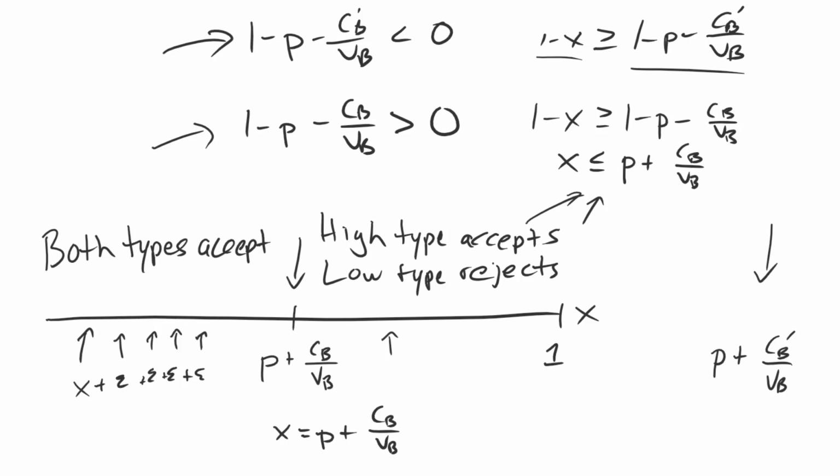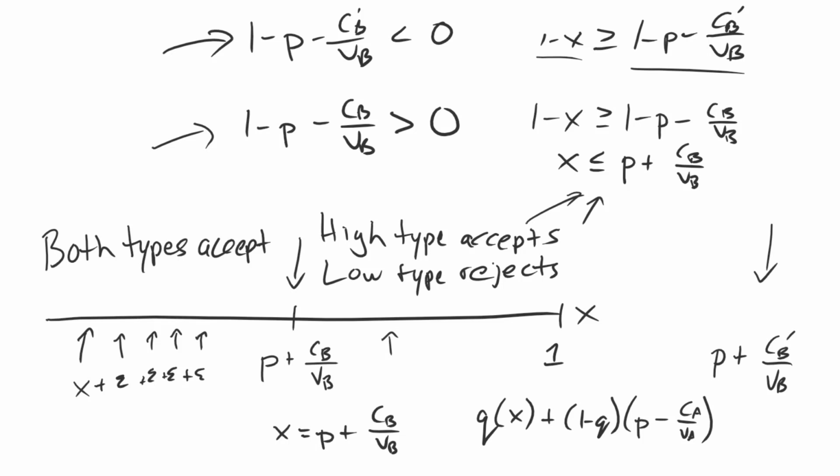Well, with probability Q, A is facing the high cost type, and the high cost type accepts. So A's utility is X. With probability 1 minus Q, it's facing the low cost type, which finds such a demand unacceptable. That low cost type rejects, and A gets its war payoff of P minus CA over VA.